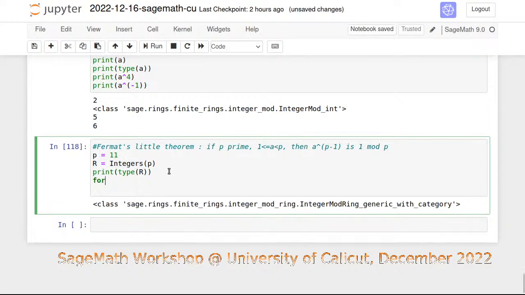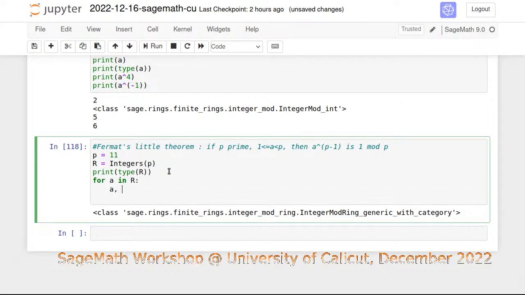So now we will try to verify this Fermat's theorem, that whatever A we choose in this range 1 to P, so let's try to see, for A in R, what is A to the power P minus 1. Just a verification.